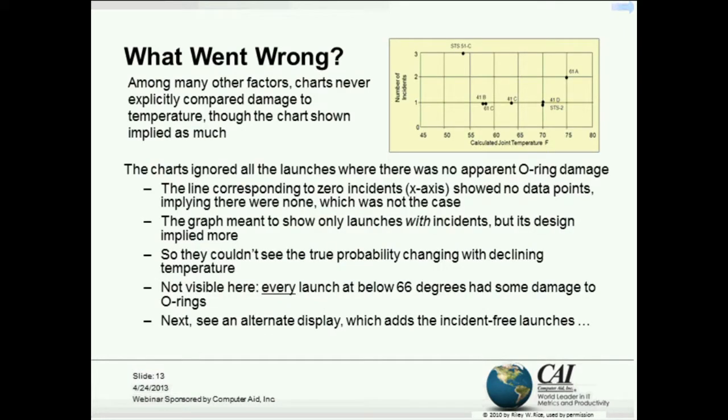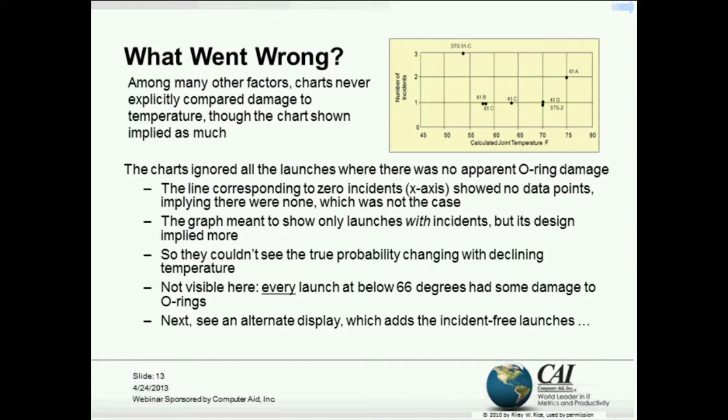Now, what went wrong? They actually looked at this graph and they plotted the curve and they said there was no correlation between temperature and those incidents of failure. Among many factors, the chart, this one in particular, never, believe it or not, never explicitly compared damage to temperature. It looks like it does, but it does not. This chart ignored all the launches where there was no apparent O-ring damage. You'll notice this 0 line down here corresponding to 0 incidents. There are no dots there. And clearly there were launches where there was no O-ring damage.